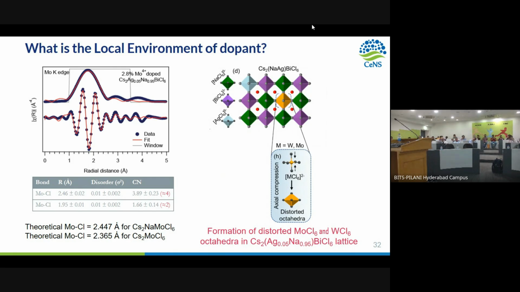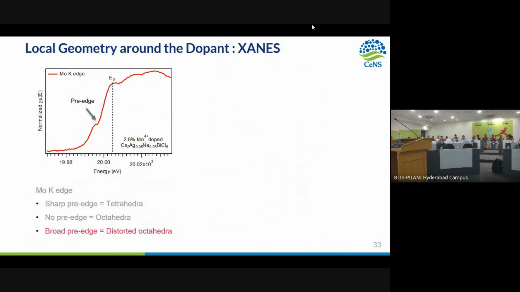Now this is directly what is coming from the EXAFS analysis, but there is also one way, even from the EXAFS data only, to validate this. So now I am looking only at the edge jump region. We see that in the case of molybdenum K-edge, we have some pre-edge feature.